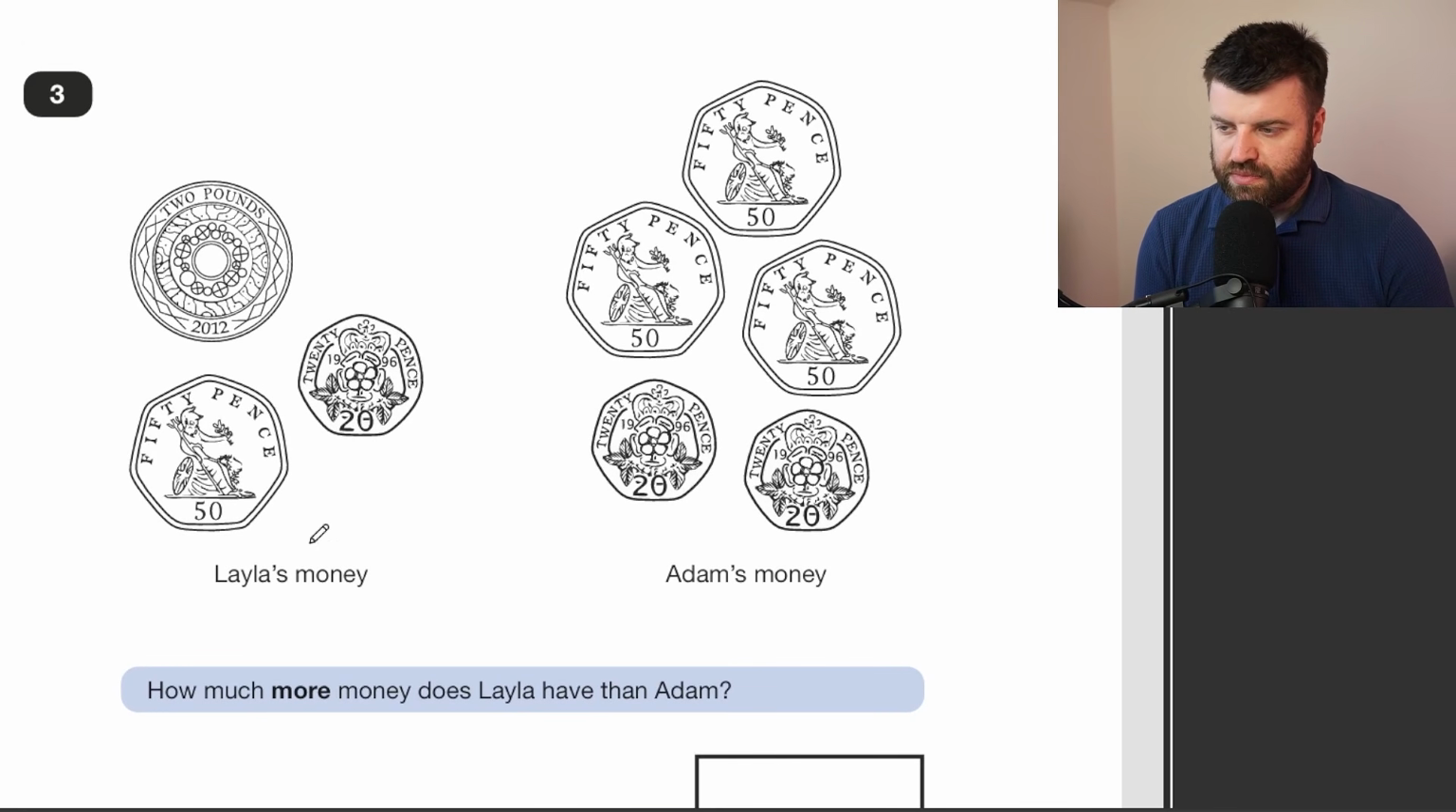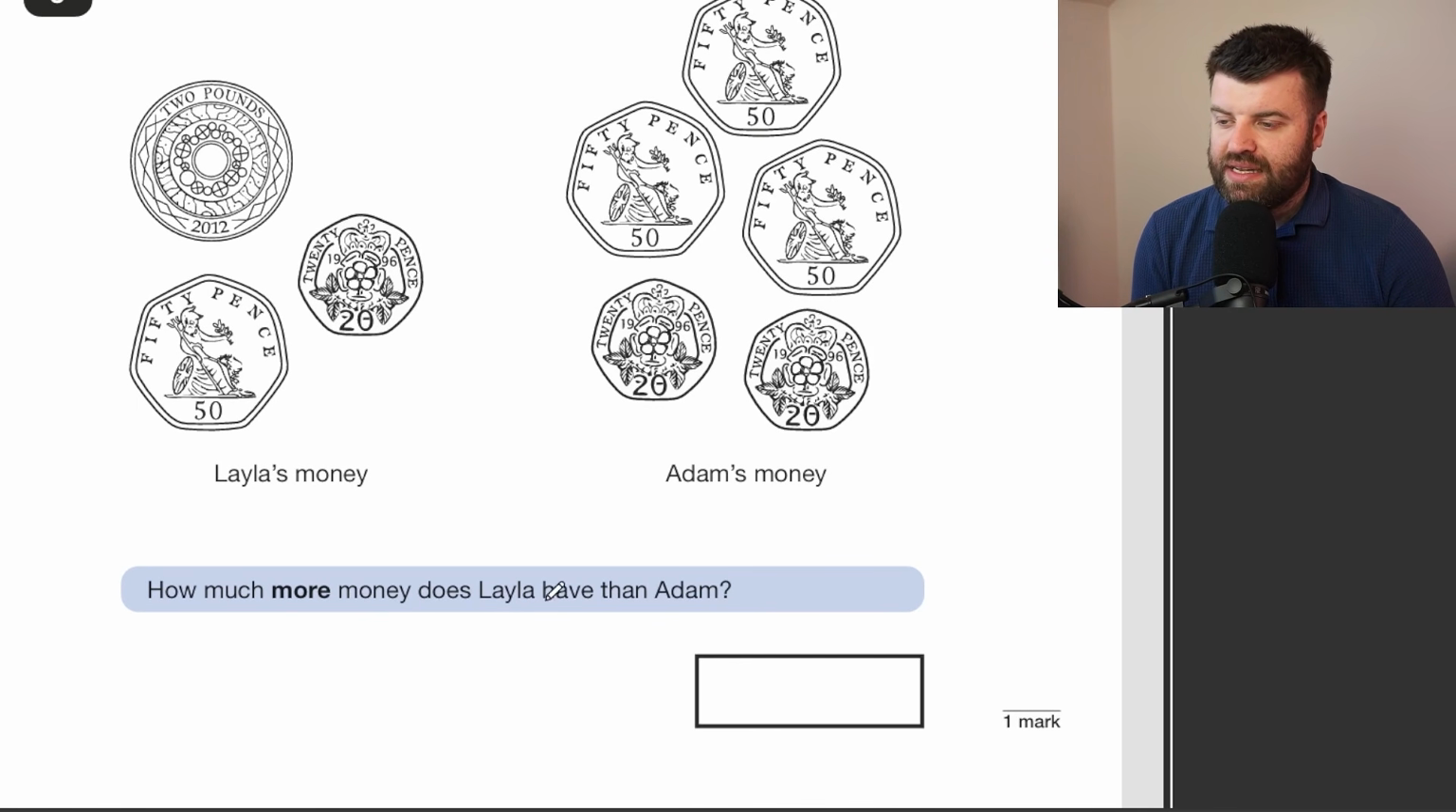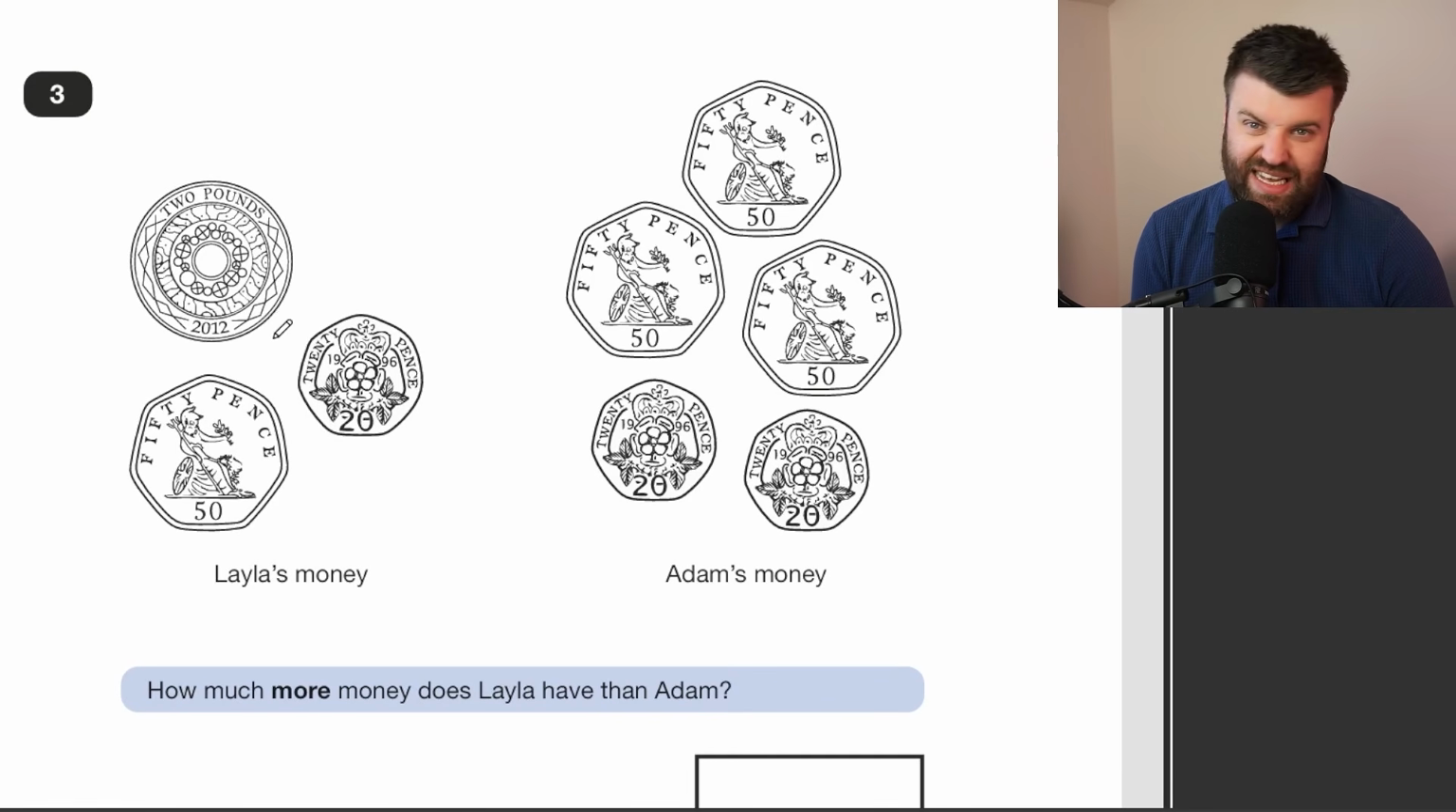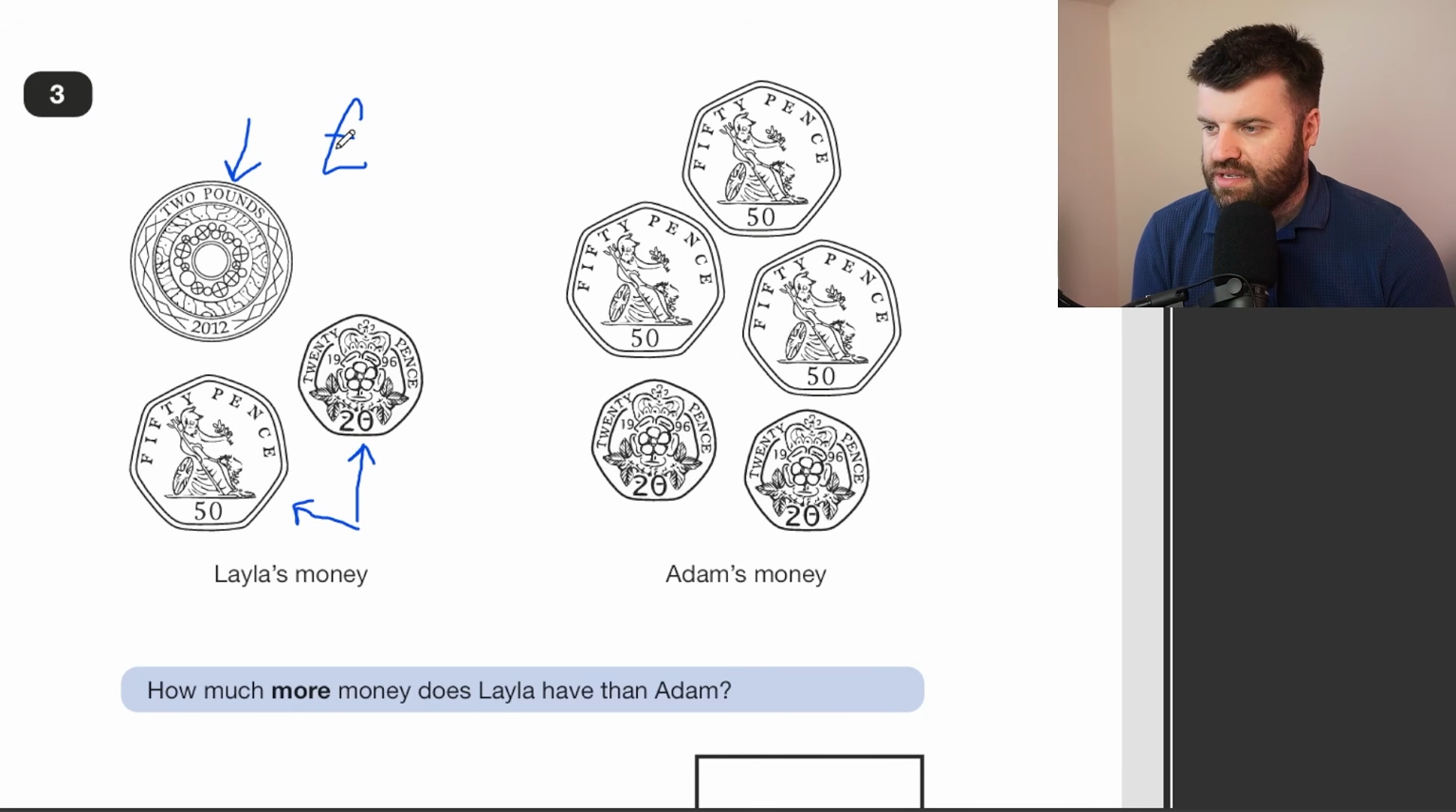Question 3. This is Layla's money. This is Adam's money. How much more money does Layla have than Adam? Well, we just need to add this up. Simple as that. This is a £2 coin, and these are pence coins. So that's where we're going to try and trap people here. So Layla in total is £2, then the decimal place for 50 and 20, which is 70 pence.